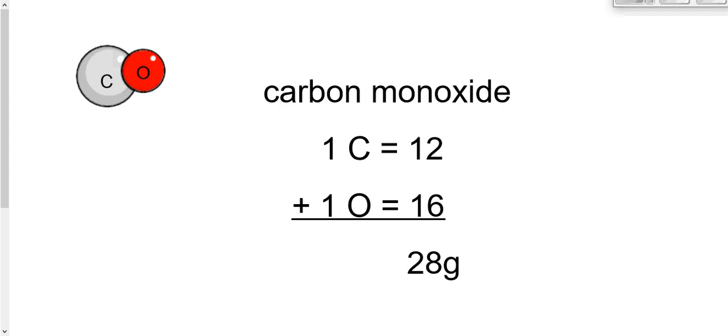We can use the same concept for other molecules as well. If I wanted to know how much a mole of carbon monoxide would weigh, on my periodic table I'd find that 1 mole of carbon atoms weighs 12 grams and 1 mole of oxygen atoms weighs 16 grams. Since carbon monoxide is made of 1 of each, 1 mole of carbon monoxide molecules would weigh 28 grams.